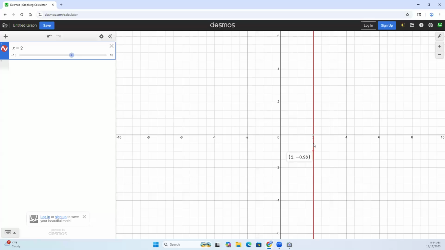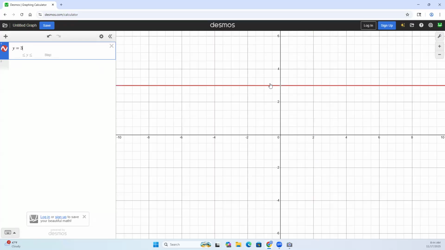Notice no matter where I am on this line, the x coordinate is 2. That's what it means to say x equals 2. It says I don't care what the y value is, the x value is 2. Straight line. And then I did y equals 3. And again, that's a straight line. It doesn't matter what x value I pick, the y always equals 3.